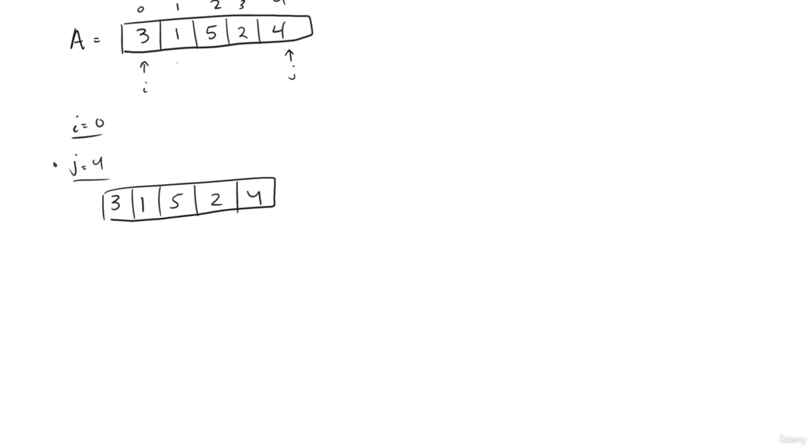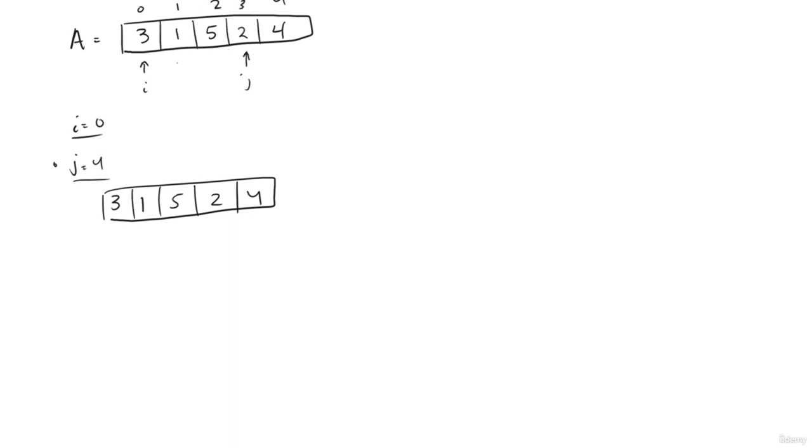And so what we do afterwards is we move J to 3. And that's exactly what we're going to do. So I'm going to go here and delete J and delete our pointer. And then we're going to move J down to 3. And then we're going to do the same thing. We're going to say, is A of J less than A of J minus 1? And the answer is yes.